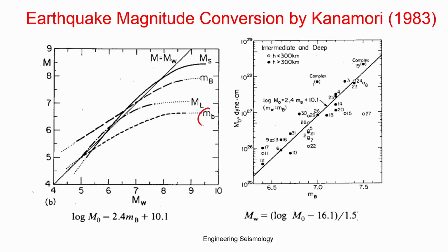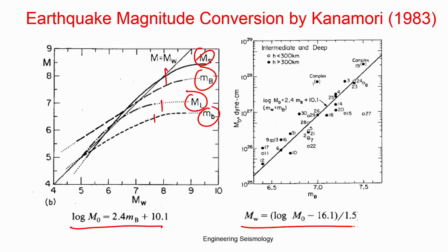So, the MB, you can see ML, MB, MS. So, where you can see the saturation. So, based on this magnitude you can take what is the MW magnitude. So this is some kind of relation given as a function of seismic moment, and then MB, which was released by Kanamori using the world data in 1983. It's a very old relation.